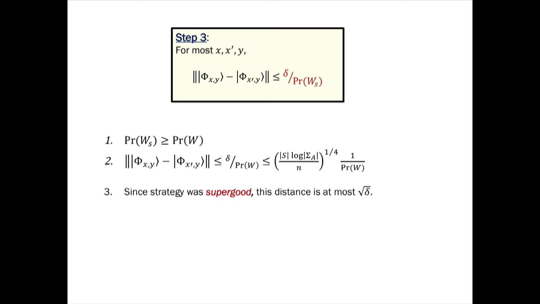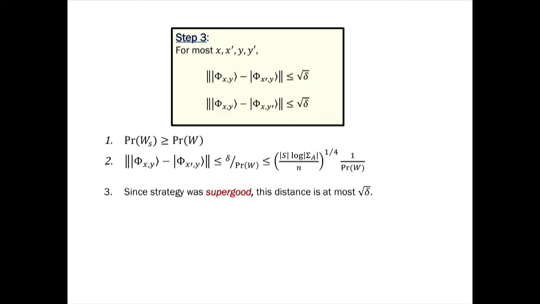But by our assumption that we had a super good strategy, this is the case. And so if you choose the parameters right, then this distance is at most square root delta. Okay. So basically, we're done.